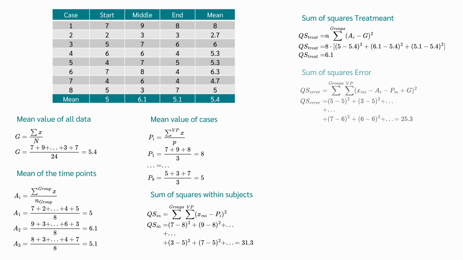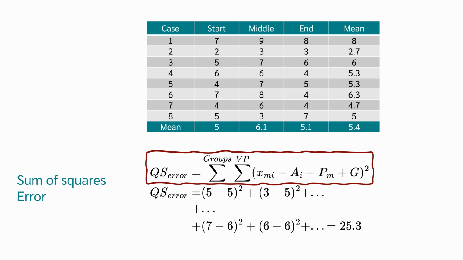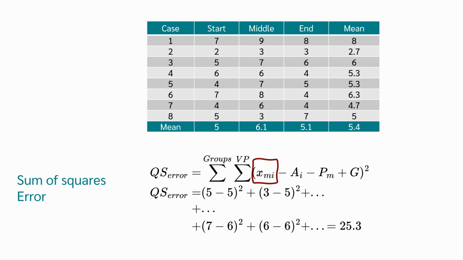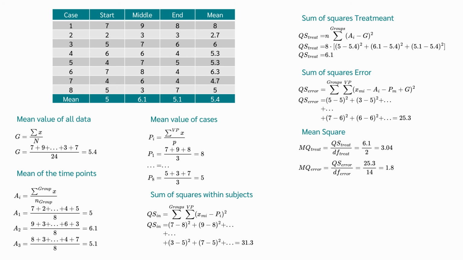Now we can calculate the sum of squares of the residual. We get this by simply calculating the sum of squares within the subjects minus the sum of squares of the treatment. Alternatively, we can also use this formula. Here, xmi is again the value of each individual person, ai is the mean value of the respective group, pm is the mean value of the respective person of the 3 points in time, and g is the total mean value. We can then calculate the mean squares.